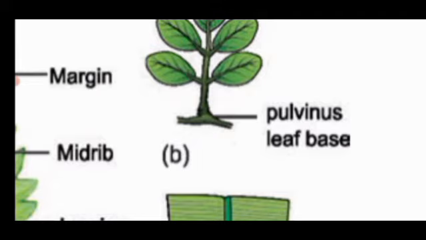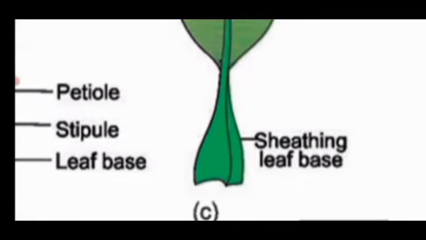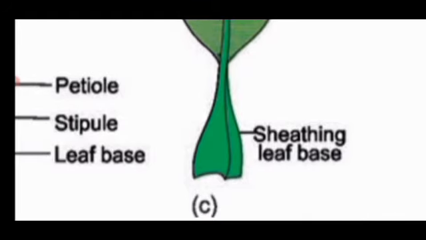And sheathing leaf bases. The sheathing leaf bases are seen in monocots such as Ericaceae, Musaceae, Zingiberaceae, Poaceae. They are the grass family, banana family, bamboo family, and Cannaceae family. In sheathing leaf bases, the leaf base extends into a sheath and clasps part or the whole of the internode. It covers over the whole internode.